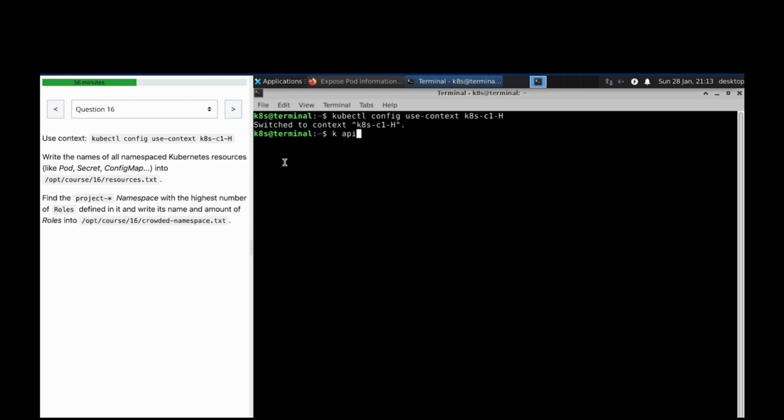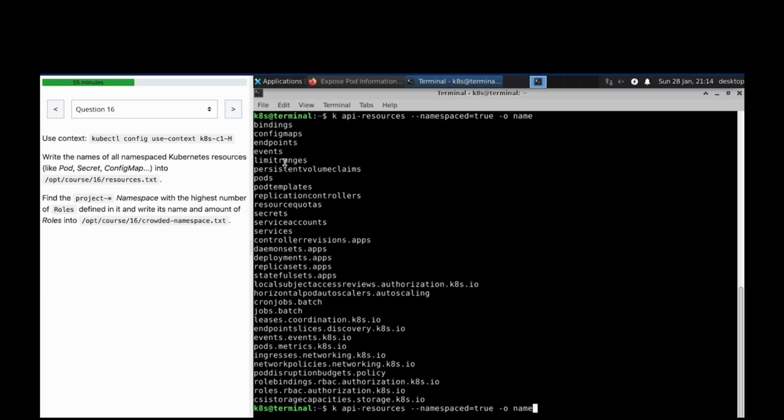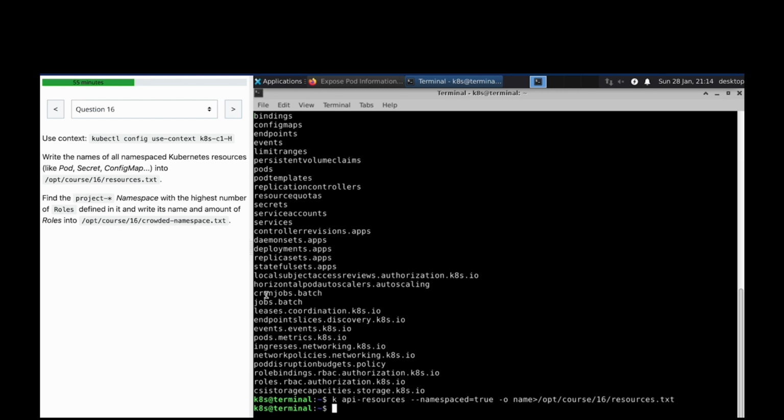So kubectl api-resources --namespaced=true. Namespace resources they are asking. It's done. Find the project with the highest number of roles.